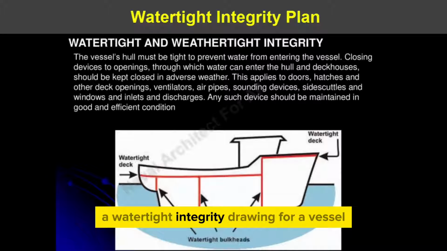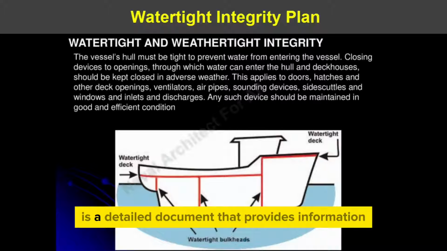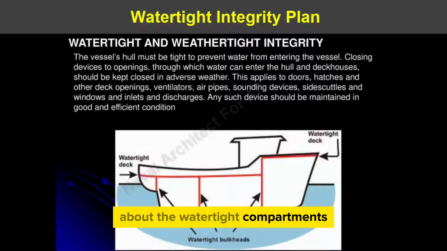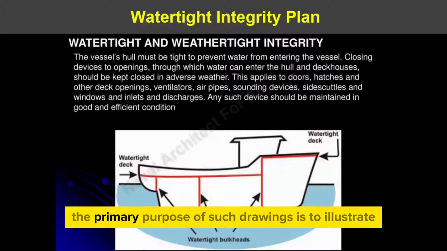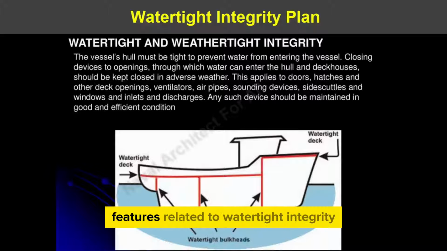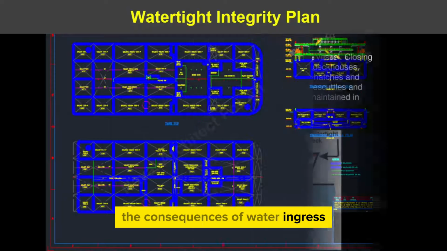A watertight integrity drawing for a vessel is a detailed document that provides information about the watertight compartments and structural arrangements of a ship to ensure its safety in the event of flooding or water ingress. The primary purpose of such drawings is to illustrate the vessel's design features related to watertight integrity, helping to prevent or mitigate the consequences of water ingress.